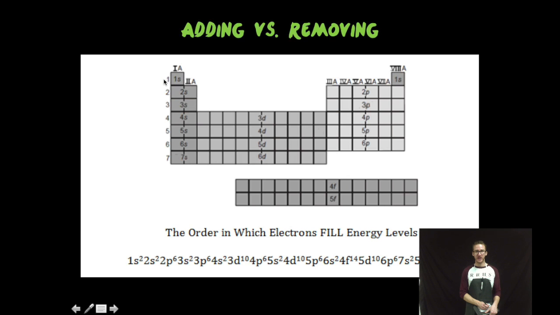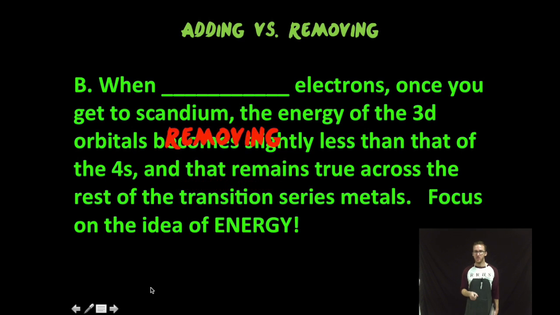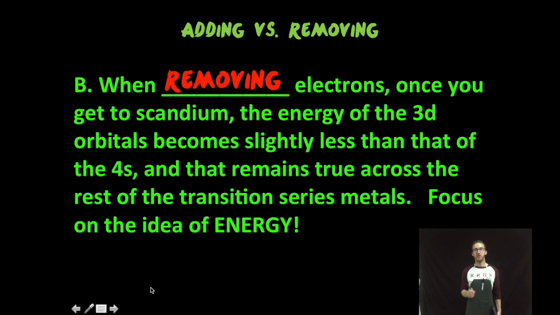So boom, we start here and you just go period by period until you reach whichever element you're working with. When removing electrons, however, once you get to the element scandium, the energy of the 3d orbitals actually becomes slightly less than that of the 4s. That remains true across the rest of the transition metal series. So basically it comes down to energy. Although you're filling the lowest energy orbitals first, and when filling the 4s is lower energy, once filled, the 4s actually has slightly higher energy than the 3d. So they'll be removed from the 4s first.